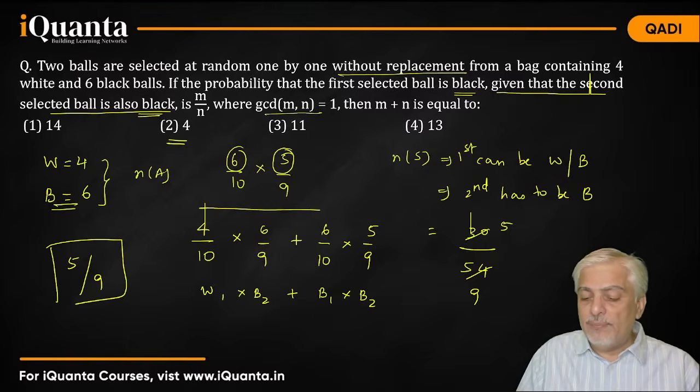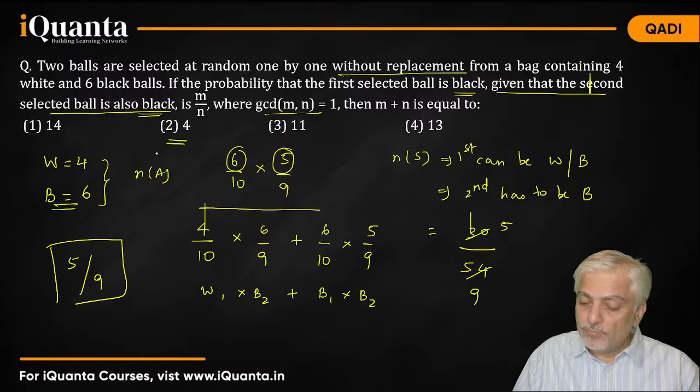They've asked what is m plus n, right? Then what is m plus n? M plus n is 14.